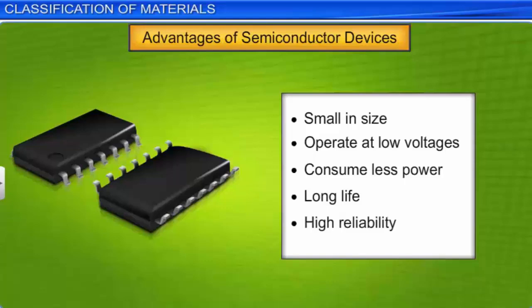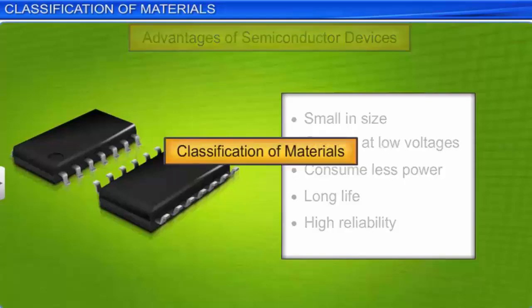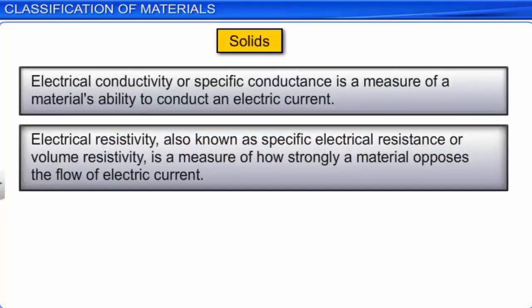We have learned that electrical conductivity or specific conductance is a measure of a material's ability to conduct an electric current, whereas electrical resistivity, also known as specific electrical resistance or volume resistivity, is a measure of how strongly a material opposes the flow of electric current.